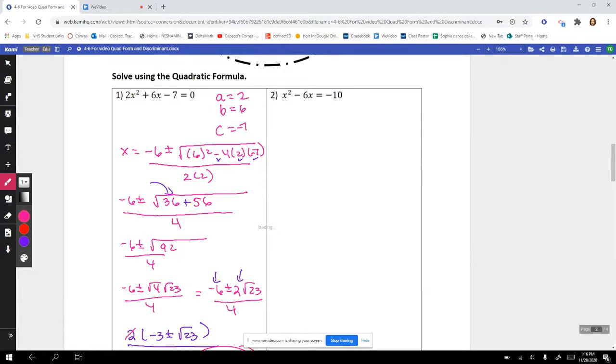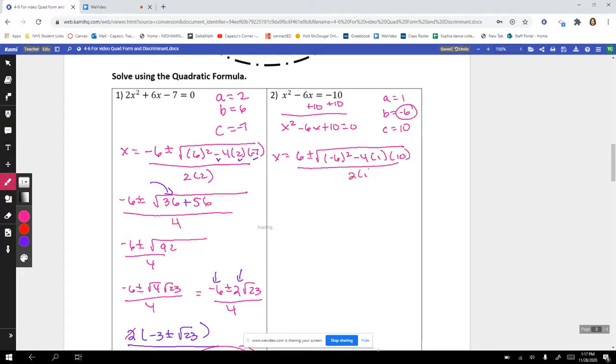Now, in our next problem, we don't have it quite in standard form yet, so we need to add 10 to both sides. And I have x squared minus 6x plus 10 is equal to 0. So a is equal to 1, b is equal to negative 6, c is equal to 10. So x is equal to negative base. So we have a negative 6 is our base. So it's minus a negative b is going to be a positive 6 there, plus or minus the square root of negative 6 squared minus 4 times a, which is 1, and c, which is 10, all over 2a, which is 2 times 1.